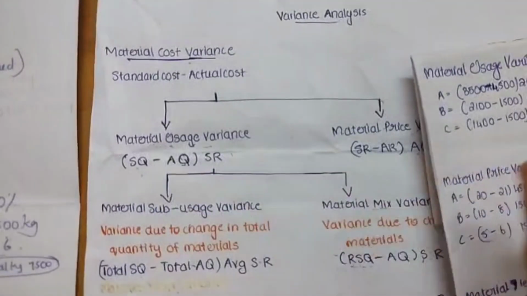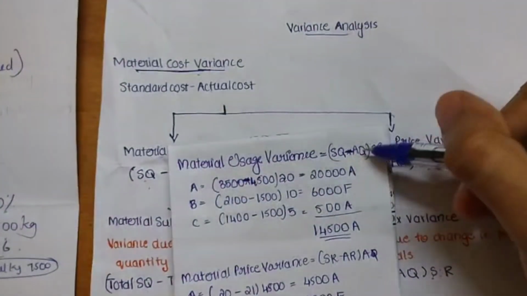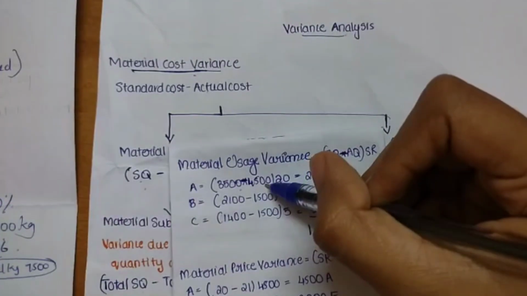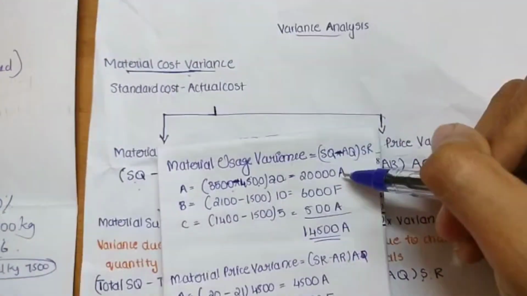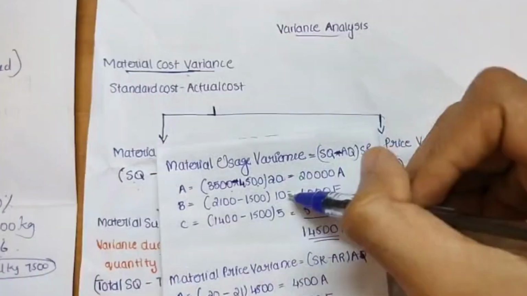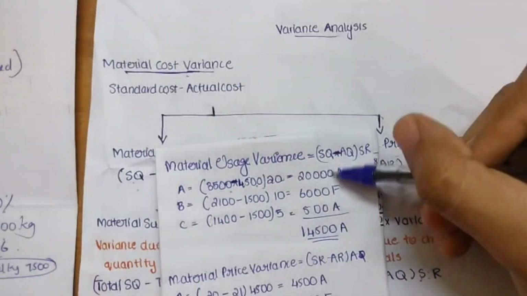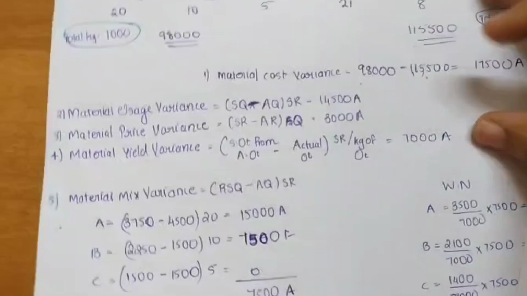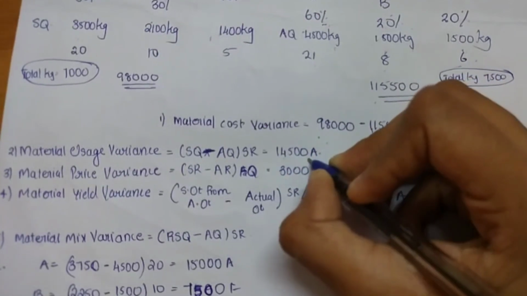Then comes usage variance. In usage variance, I will show you the calculation. They have told us standard quantity minus actual quantity. So in A's case, 3,500 is the standard quantity, and the actual quantity we have used is 4,500, and the standard rate is 20, giving 20,000 adverse. So it was a case of adverse. Next, in B's case it was favorable, and in C's case it was again adverse. When we take the net effect, the total effect, we'll get 14,500 adverse. That is the answer of material usage variance. We are finding it separately for A, B and C, and finally we take the net effect and get this 14,500 adverse.